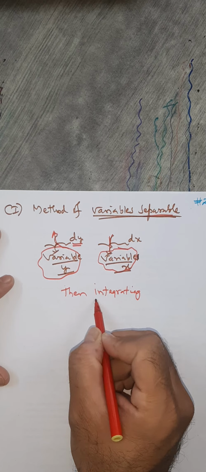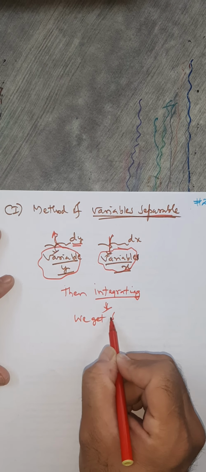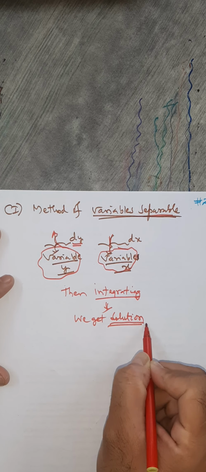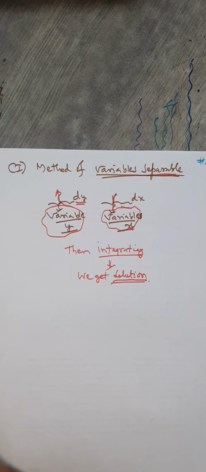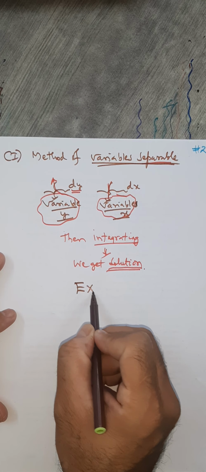You will get the required solution. We get the solution. Solution means what? An equation about variables and constant, remember. Right? It should be free from derivatives, you know. Okay, so let's go for first question, exercise 9.4.